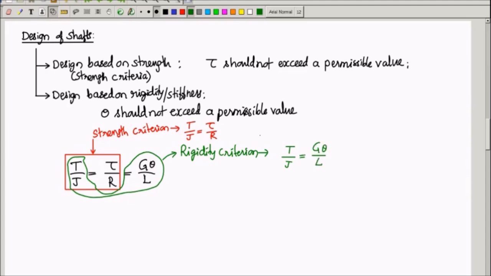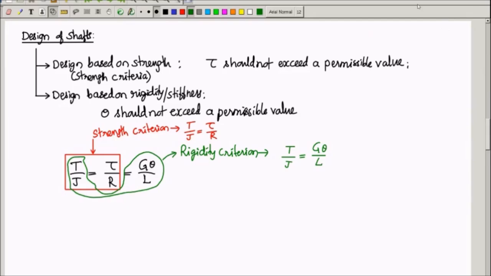So these two criteria you should know, because depending on the requirement, whether you are trying to limit the shear stress induced in the shaft or you are trying to limit the permissible angle of twist in the shaft, you can design the shaft in these two ways. But sometimes you may have to satisfy both criteria. In that case, you will have to combine these two criteria.